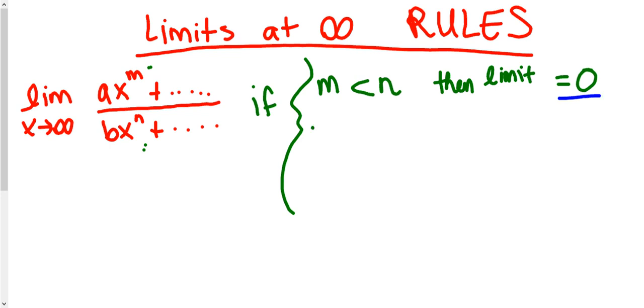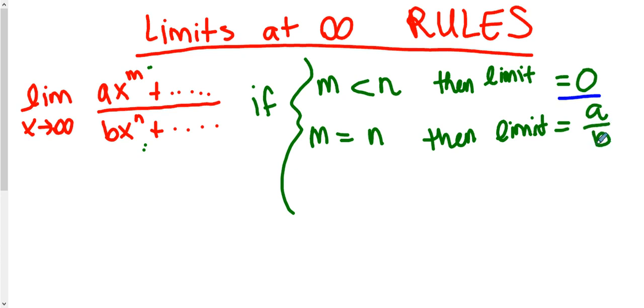Okay? If they are exactly the same, then your limit is equal to a over b. So whatever numbers are right in front of those, if it's x to the 7th and x to the 7th, and they have a 1 and a 9, then it's 1 over 9. That's your answer. Whatever numbers are right in front of those highest powers.